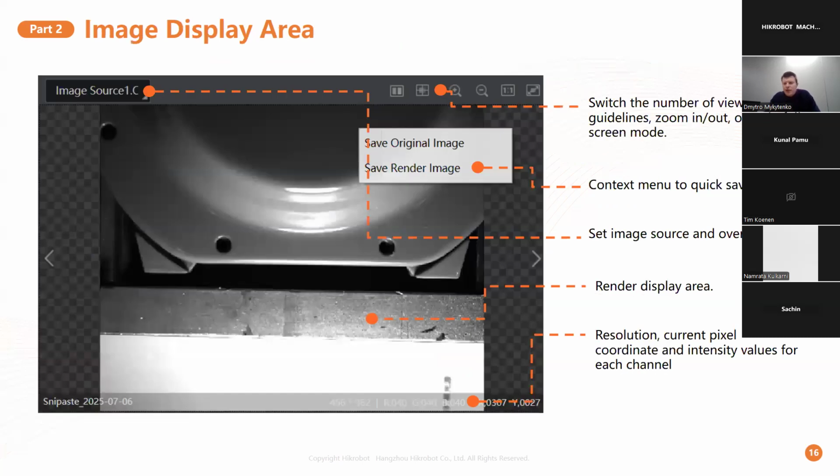The image display area provides visual feedback for inspection results. Users can zoom, switch between views, and analyze pixel coordinates and intensity values. Overlay layers enable complex result visualization, while right-click actions allow saving images.